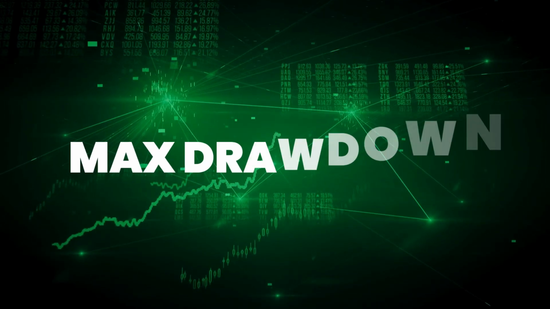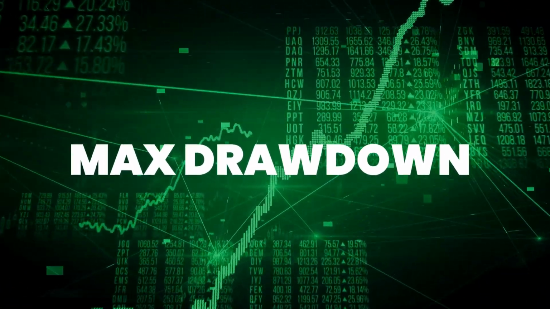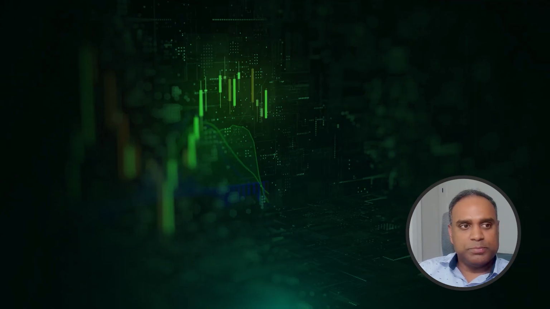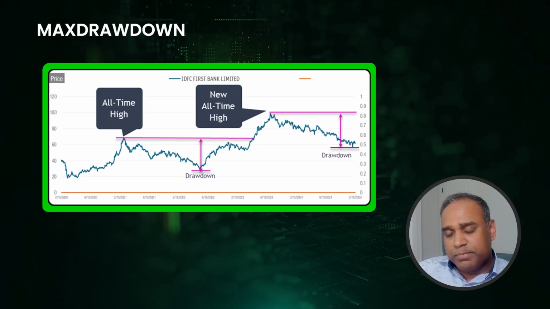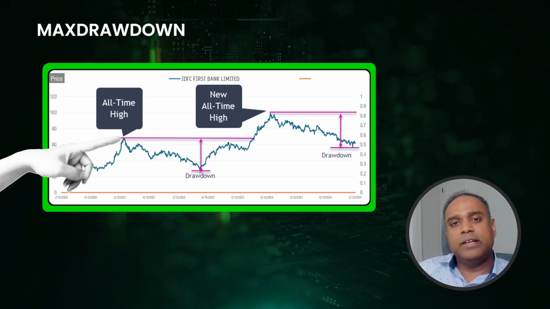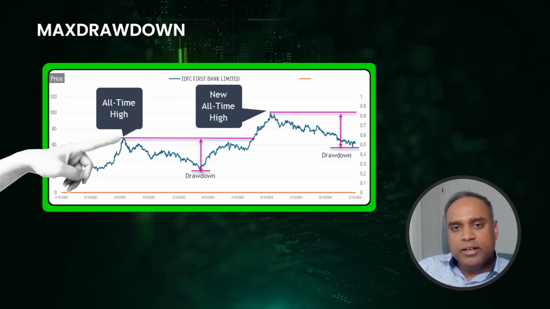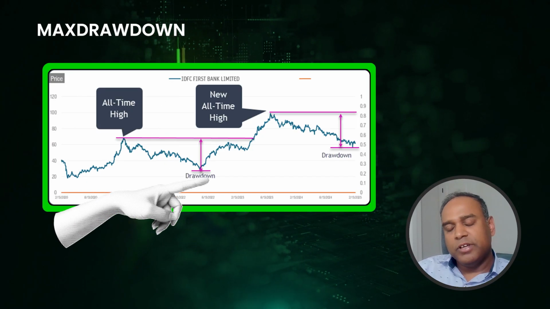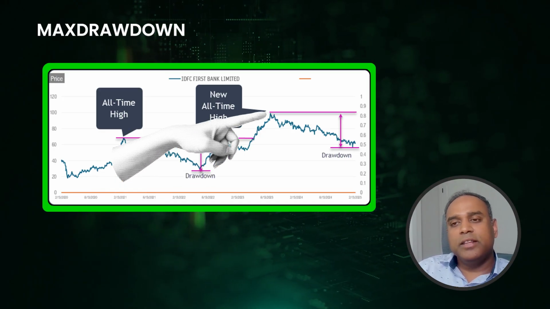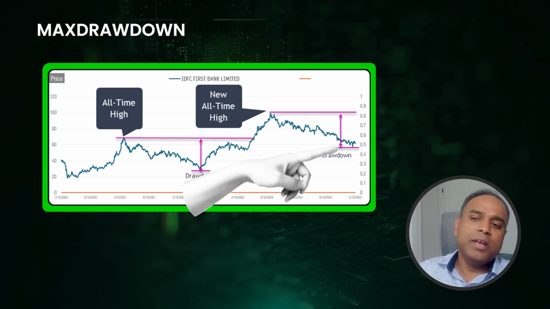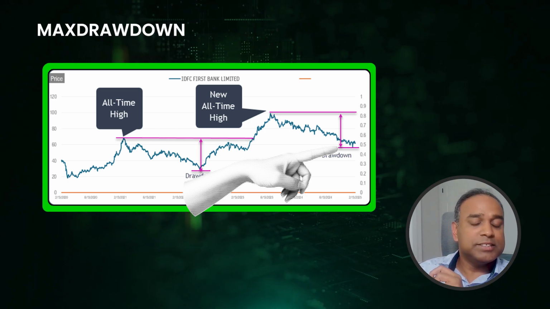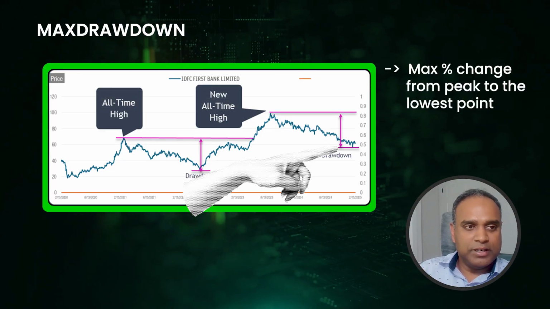Now, another risk measurement concept is maximum drawdown. So to understand this, let's look at this picture. This is IDFC First Bank Limited's price chart. And the first all-time high that we hit here, from the all-time high until it reaches the bottom, if you're measuring that, that's the drawdown. And then again, it goes to another all-time high. And then again, we measure the drawdown to the bottom. And then whichever the change is the bigger one, that's called the maximum drawdown. So this is what this metric is measuring.